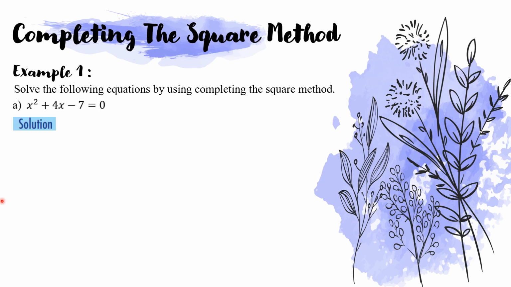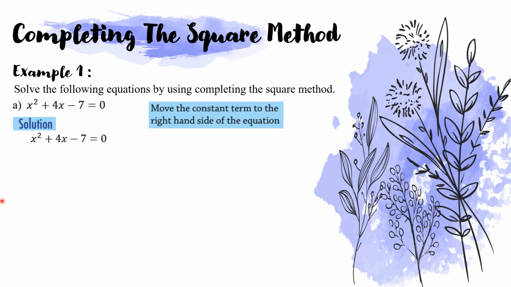How to do the completing the square method? So this is the solution. Okay, the first step, you need to move the constant term to the right hand side of the equation. Which one is the constant term here? The value of c, which is -7, you move to the right hand side. It becomes x squared plus 4x is equal to 7. -7 moved to the right hand side becomes +7.